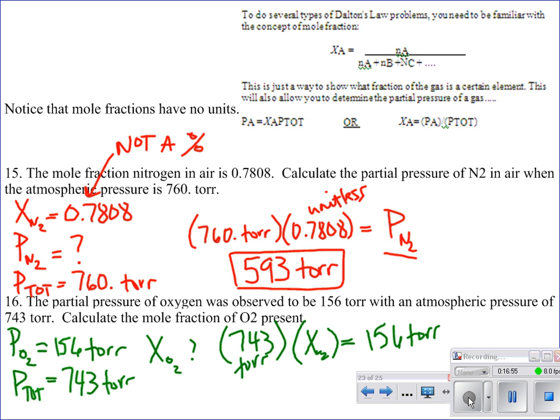All right, so what is our mole fraction of our oxygen? 0.210. Okay, that's it for the unit.